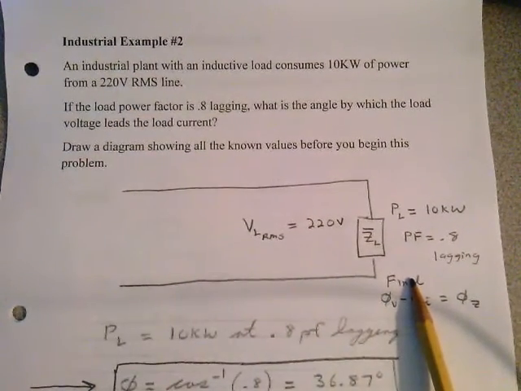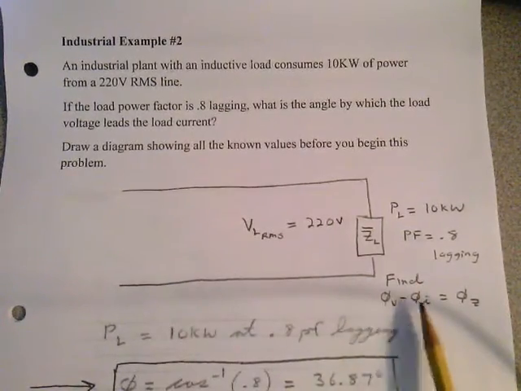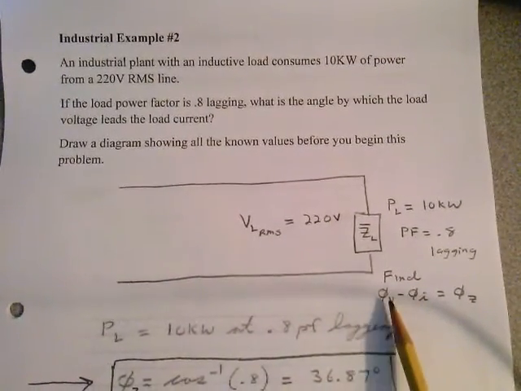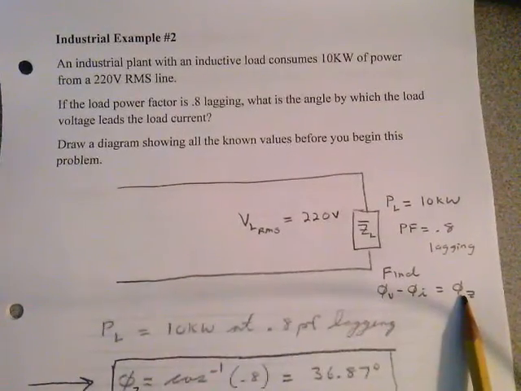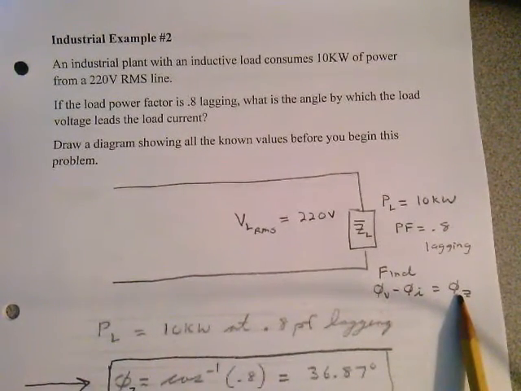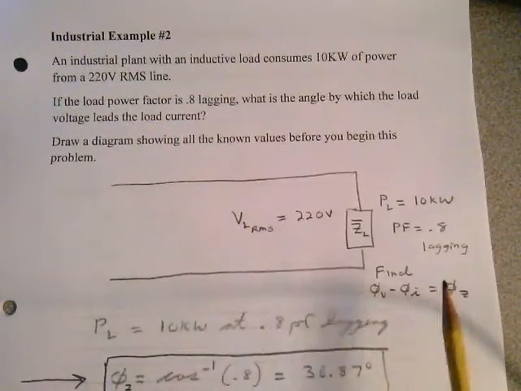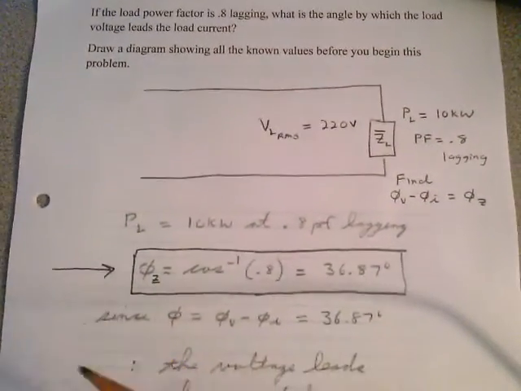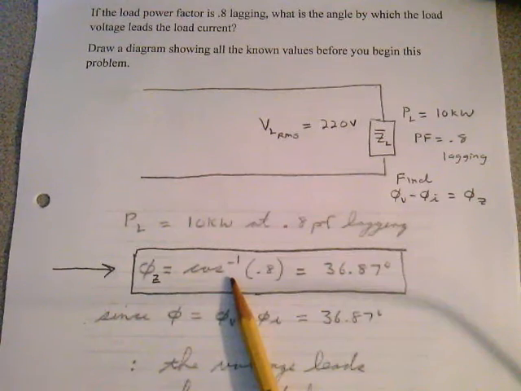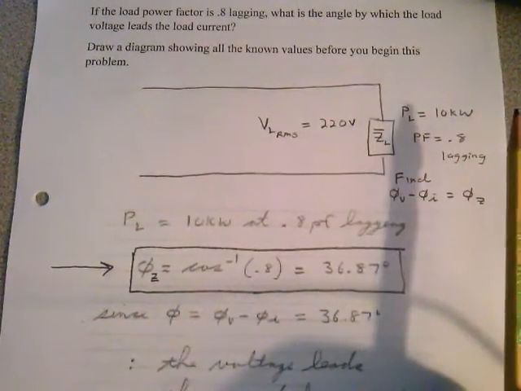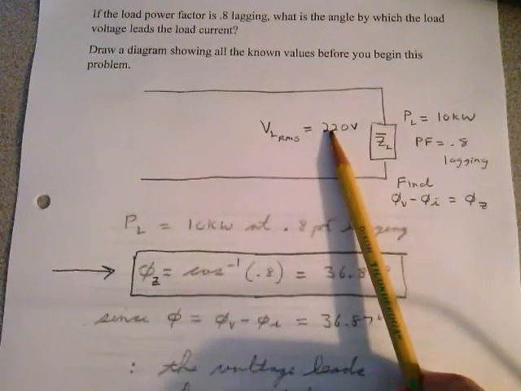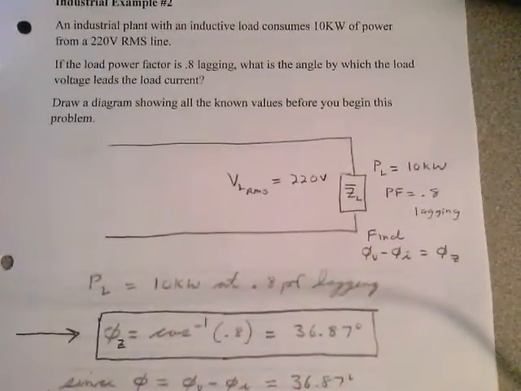Find the angle. You basically want to find the difference between the voltage and the current, but that's the impedance angle. They don't tell you that up here, but that's what it is. So I get straight to here. This 10 kilowatts, this 220 volts, it does nothing to this problem except maybe make you nervous.